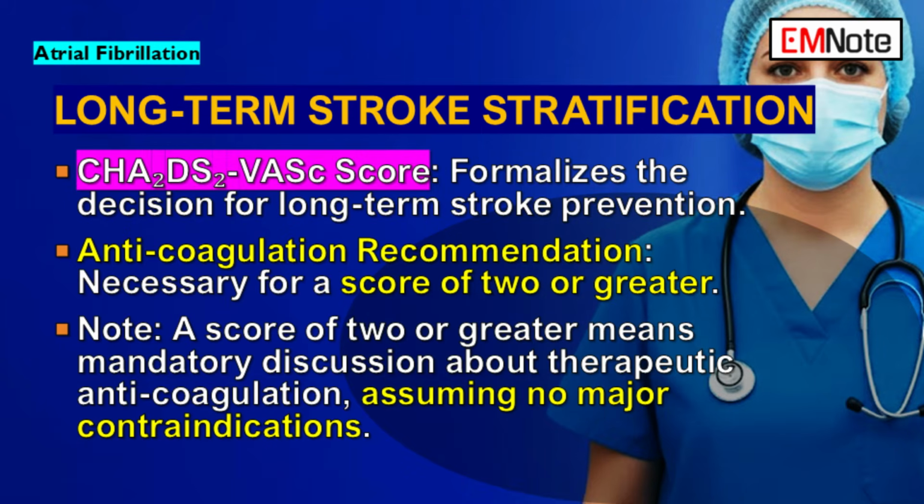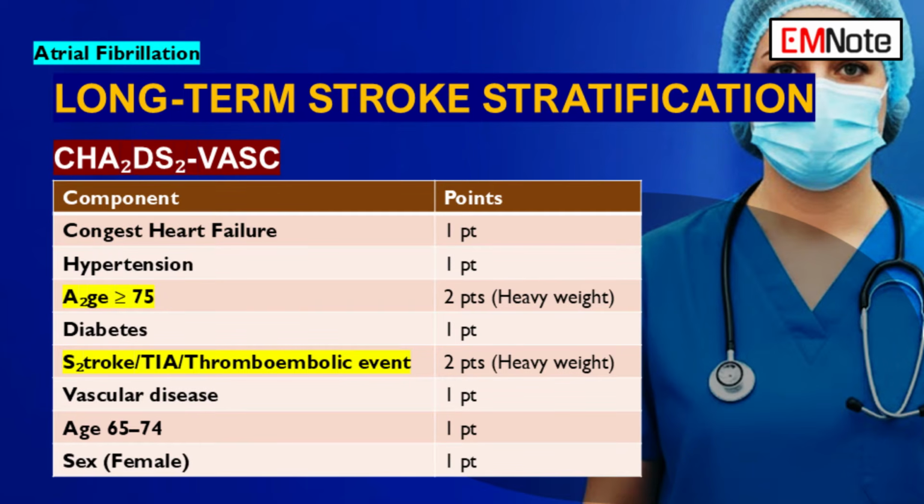Okay. Now, that decision for long-term stroke prevention is formalized. Based on the CHA2DS2-VASc score, when is long-term anticoagulation recommended? It's necessary for a score of 2 or greater. Let's just quickly run through those points. Break down the CHA2DS2-VASc score for us. Okay. Congestive heart failure is 1 point. Hypertension, 1 point. Age 75 or greater is 2 points. A big one.